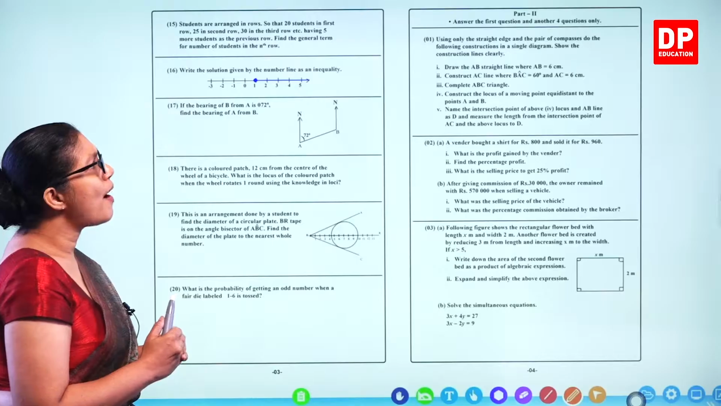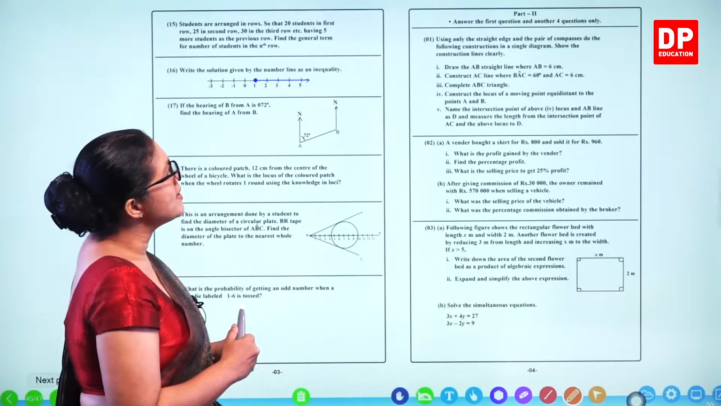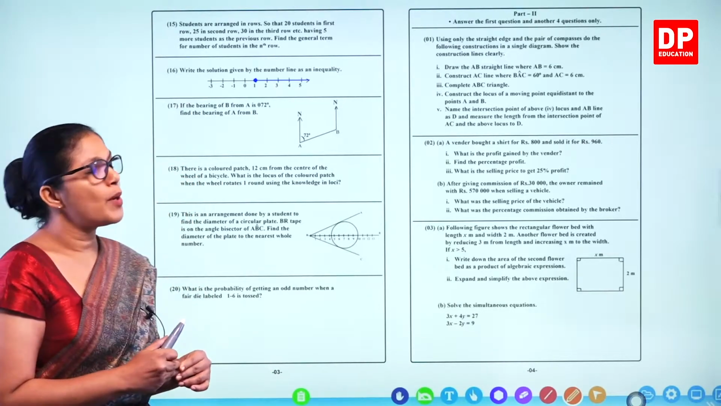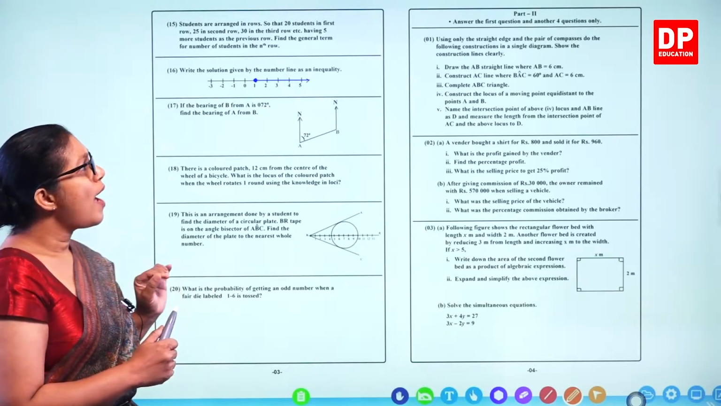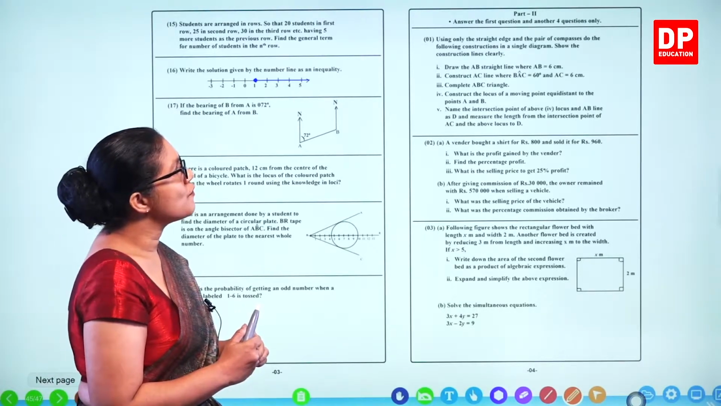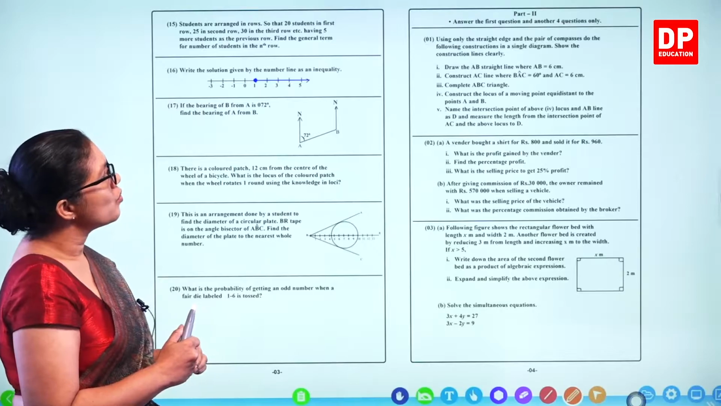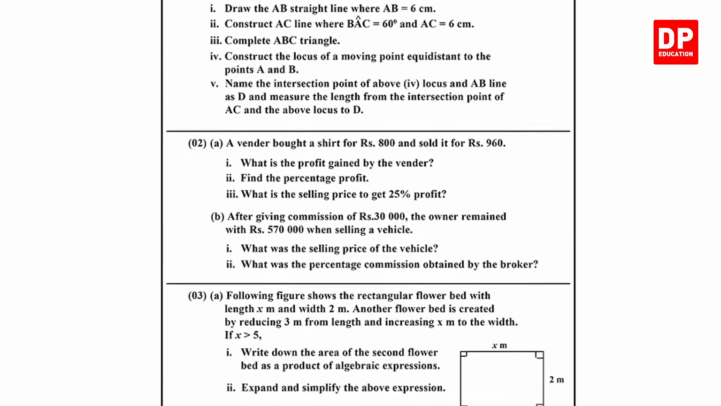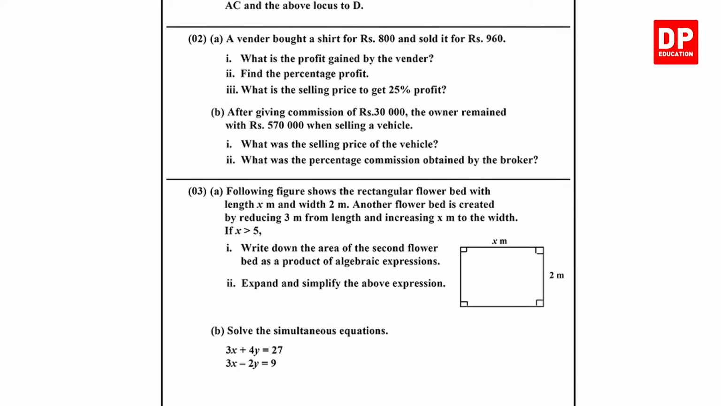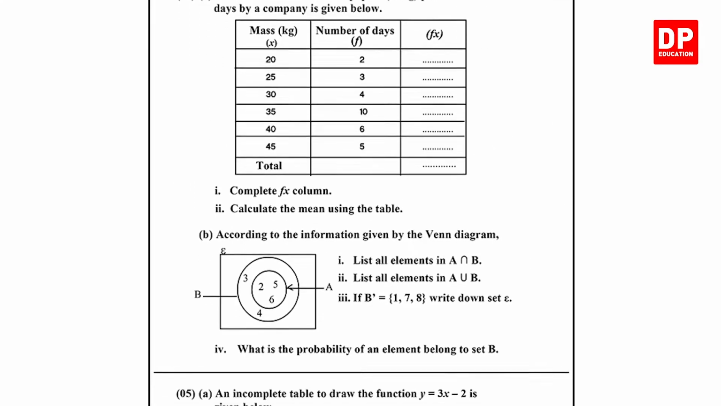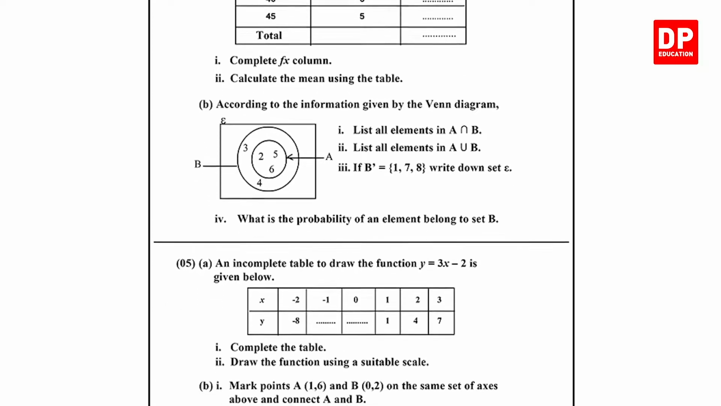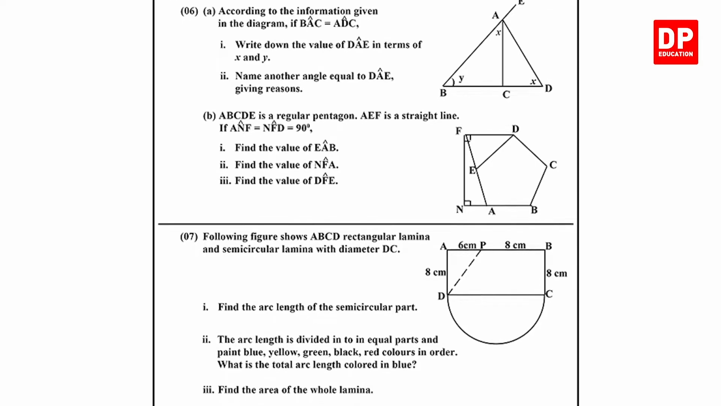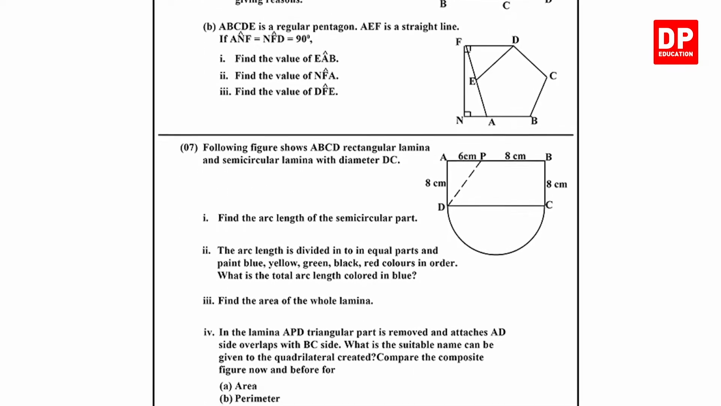Then you get part 2. Part 2 says answer the first question and another 4 questions only. So you have to write down the answers for the first question. Question number 1 is about constructions. You get questions 2 and 3, then on the next page questions 4 and 5, and on the last page questions 6 and 7.